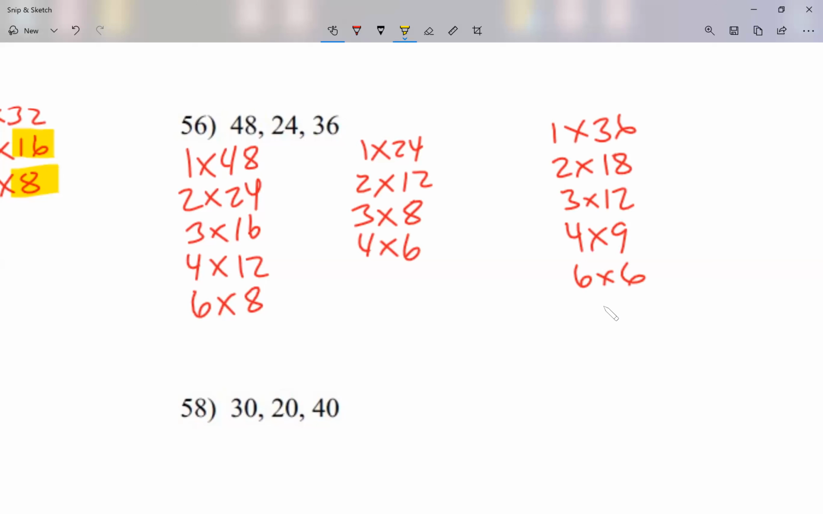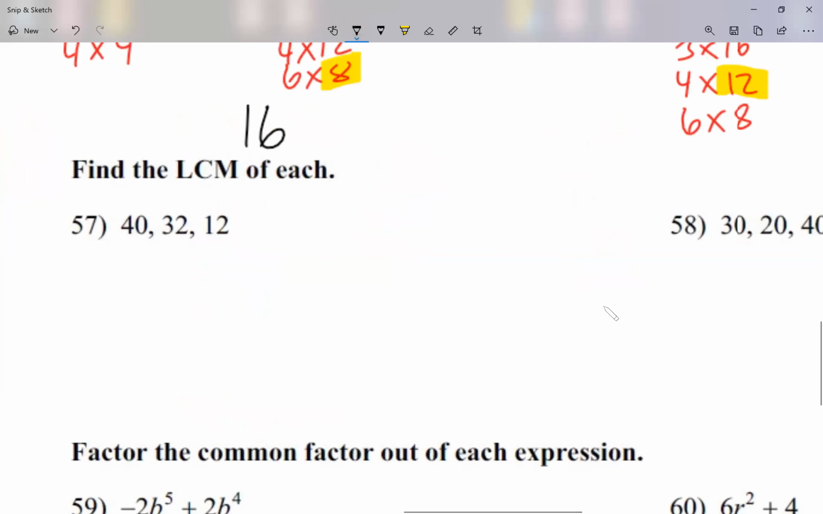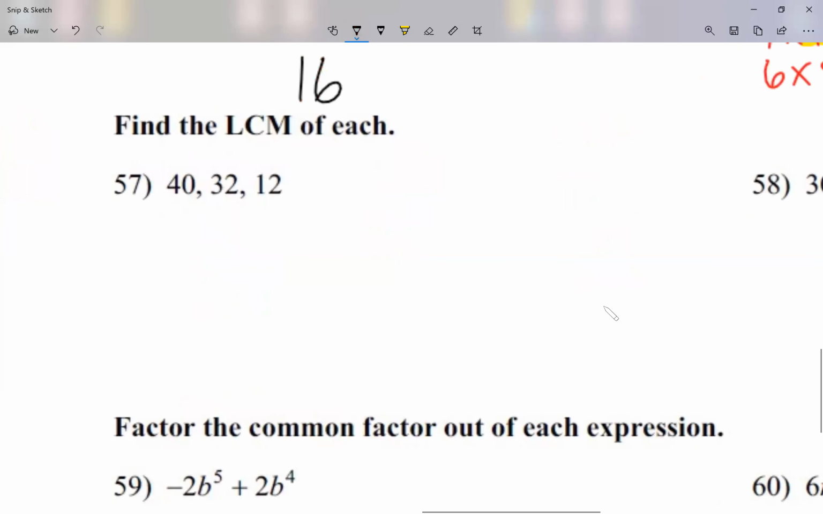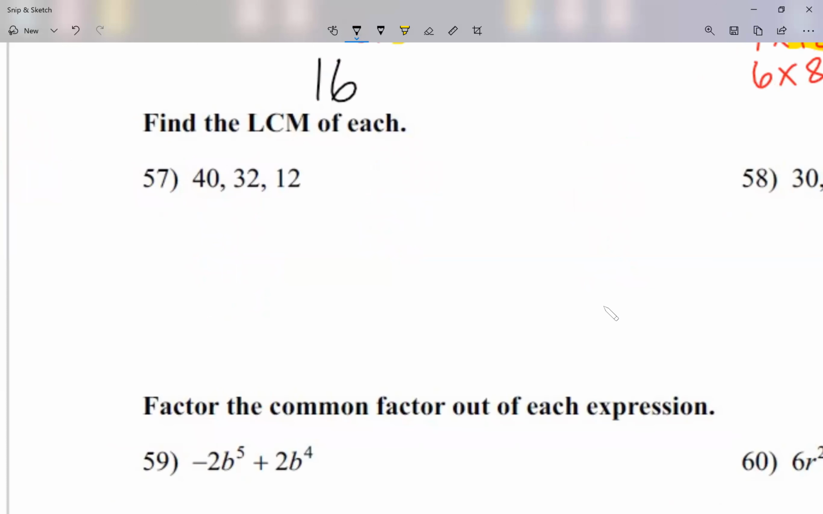So let me find a common factor. I see 12. 12 is a common factor. Anything bigger than 12? No. So that's it. 12 is the greatest common factor. Now let's take a look at 57 and 58. I'm reviewing the least common multiple of each.